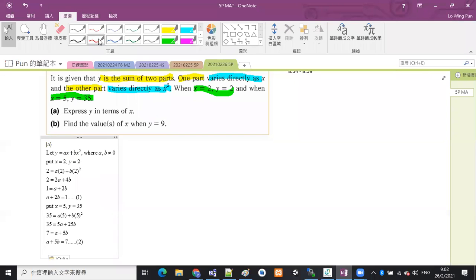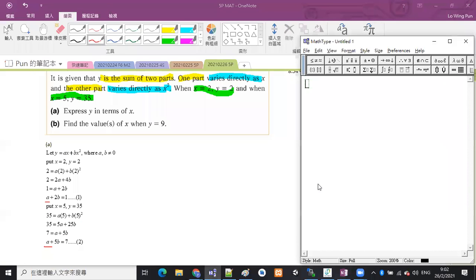Okay, and then you just check equation 1, equation 2, and you notice that, again, the a terms are exactly the same. That is good, and then we can use the subtraction of equation. Equation 2 minus equation 1. Okay, so the a column, a minus a cancelled. And then for the b column, we have 5b minus 2b becomes 3b, and then equal sign. And the right hand side, we have 7 minus 1, that is 6.